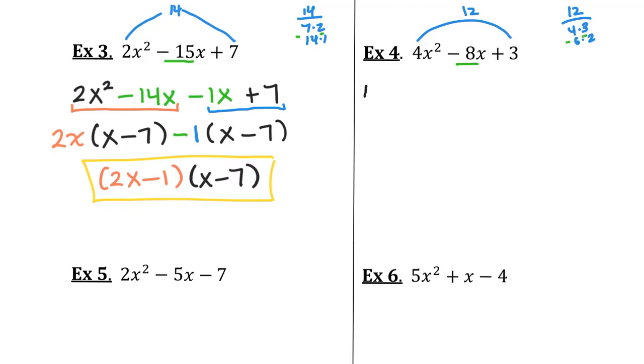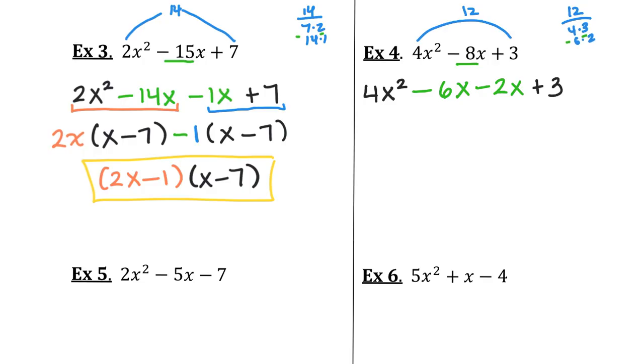Okay, I'm going to go ahead and split up that middle term. Minus 6x minus 2x. And the order you do these two doesn't matter. It means that your work might look a little different, but our final answer will be the same.